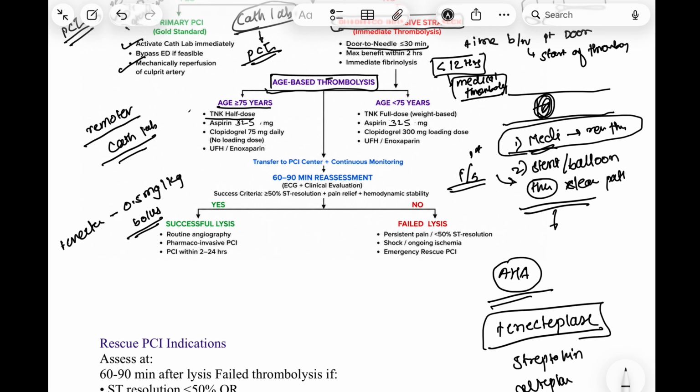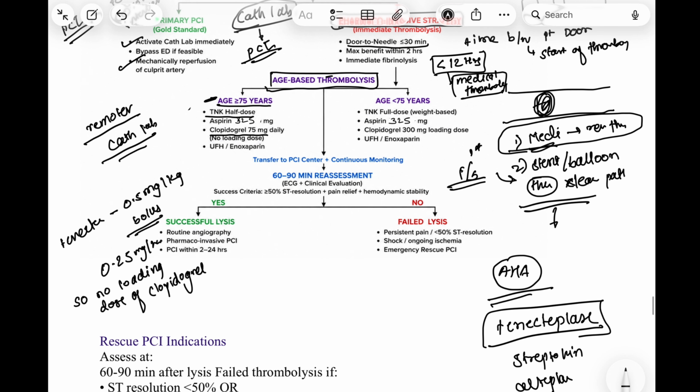But in case of a patient with age more than 75, we are going to use 0.25 mg per kg, right? So this has to be remembered. Also, if the patient is more than 75 years of age, then we have to skip our loading dose. So no loading dose of clopidogrel, right? Instead of a loading dose, we will start with clopidogrel 75 mg daily. So there is no loading dose.